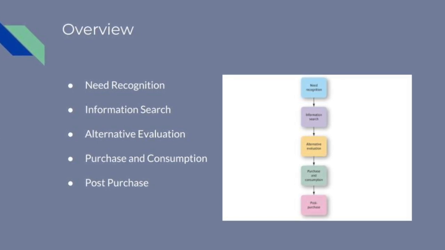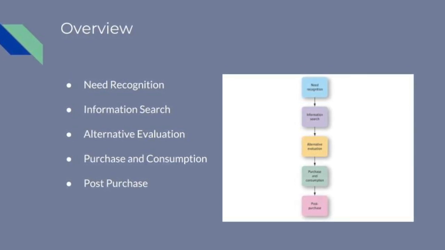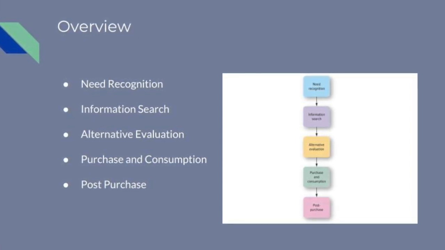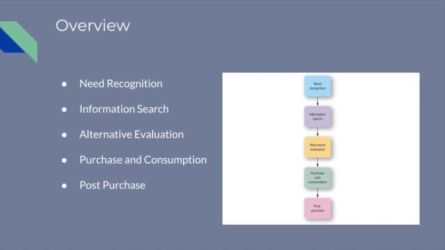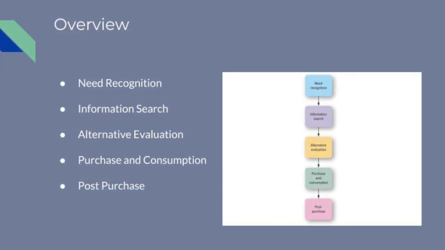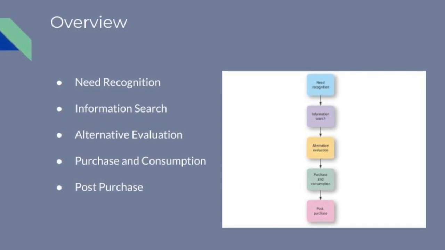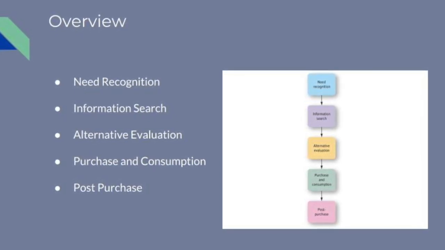In this video, we will talk about the 5 steps in the consumer decision-making process. The first step is need recognition. The second step is information search. The third step, alternative evaluation. The fourth step, purchase and consumption. And finally, the last step is post-purchase.